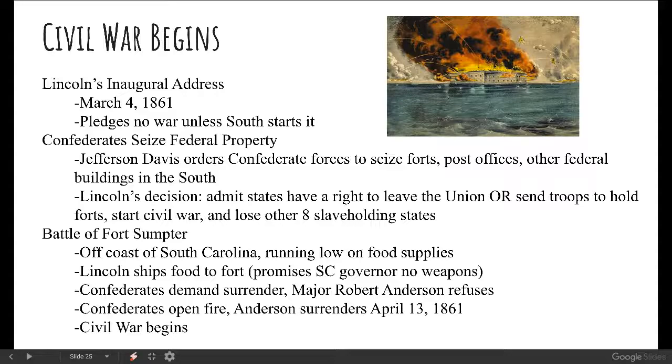The major who was in charge of the fort, Major Robert Anderson, of course, refuses to give up the fort to the Confederates. And so the Confederates open fire on the fort. And eventually Anderson is forced to surrender April 13th, 1861. And so this taking of the fort at Fort Sumter was the beginning of the Civil War. And so we're going to see 4 years of just decimation between the North and the South, thousands of lives lost, and the carnage that will accompany that.